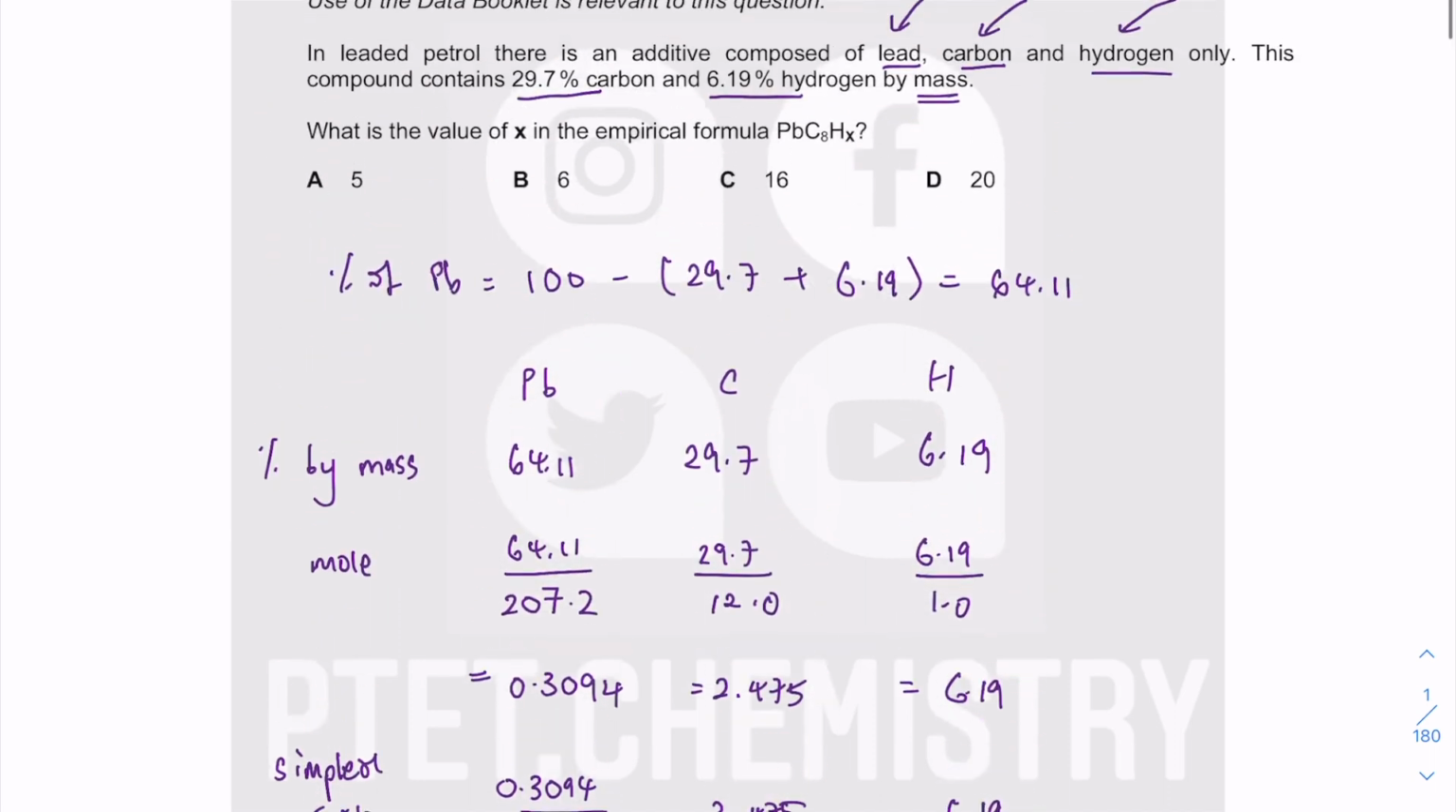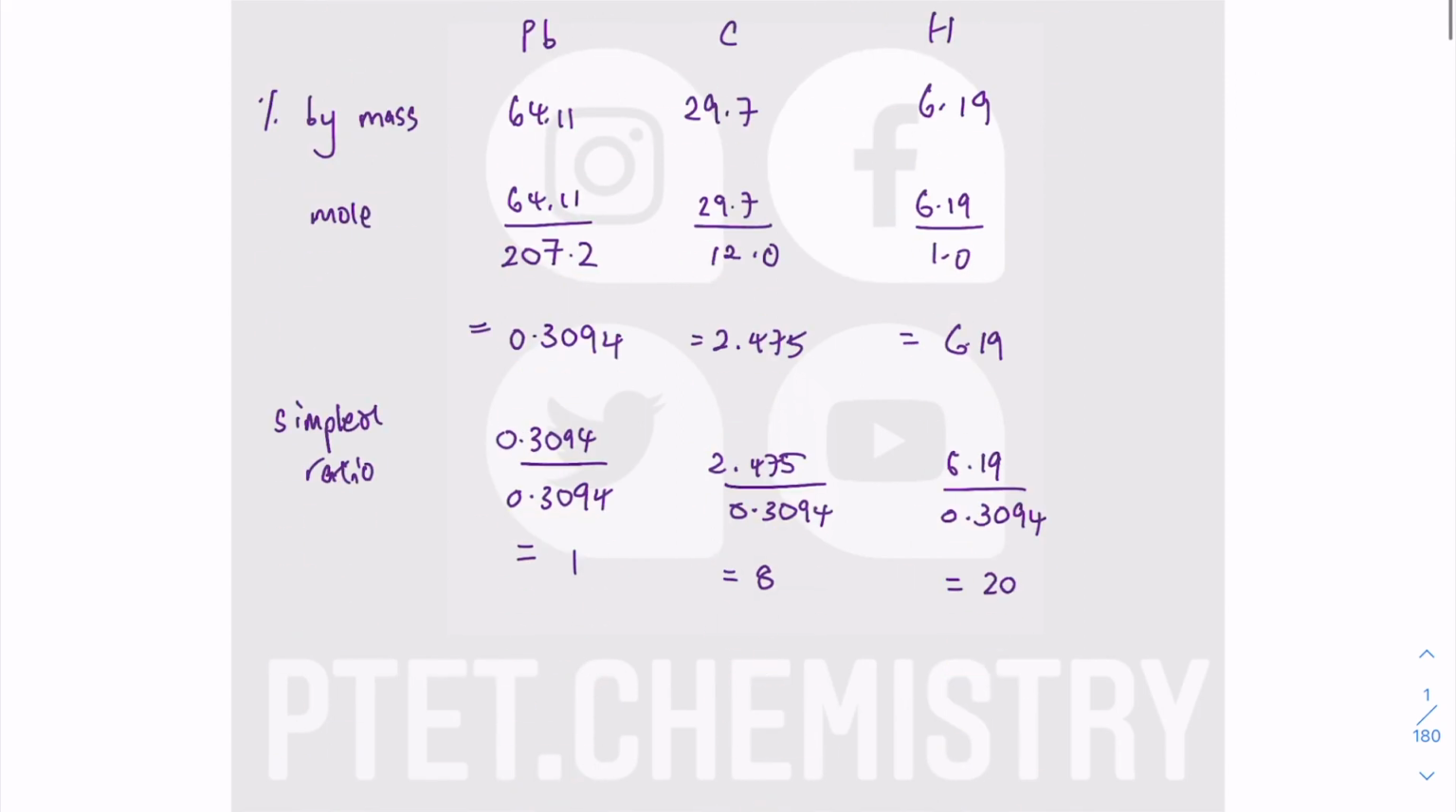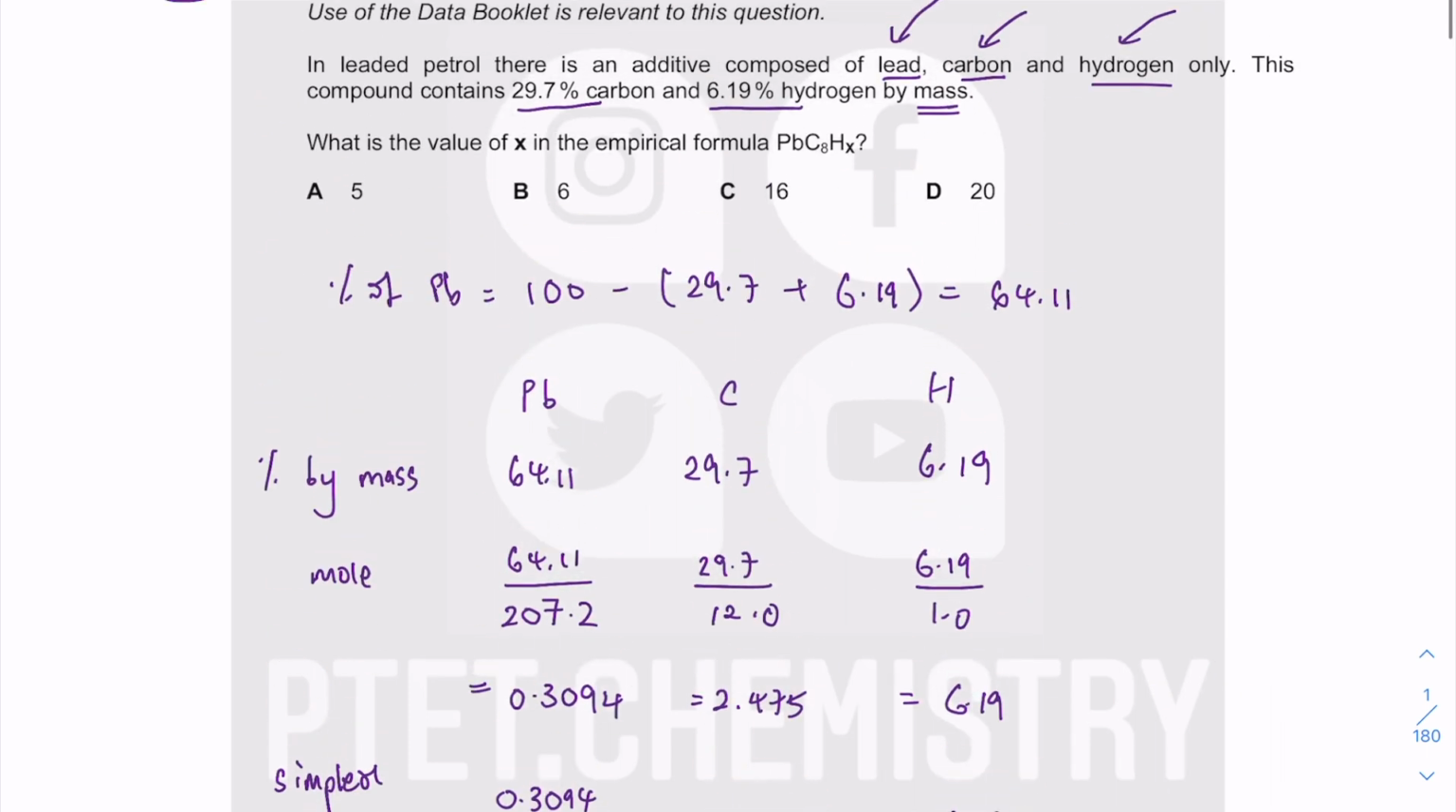So looking at the formula given, it is PbC8Hx. So the empirical formula, the definition of which is part of your syllabus here in A-level chemistry. So X, which is the number of hydrogen atoms in the empirical formula, is just 20, which is one of the options being given there.